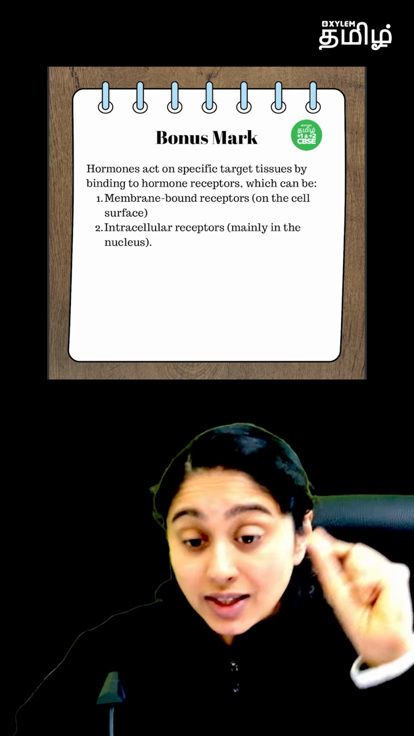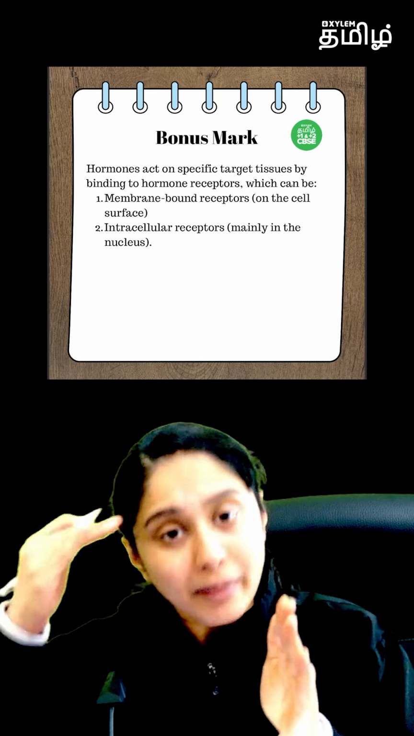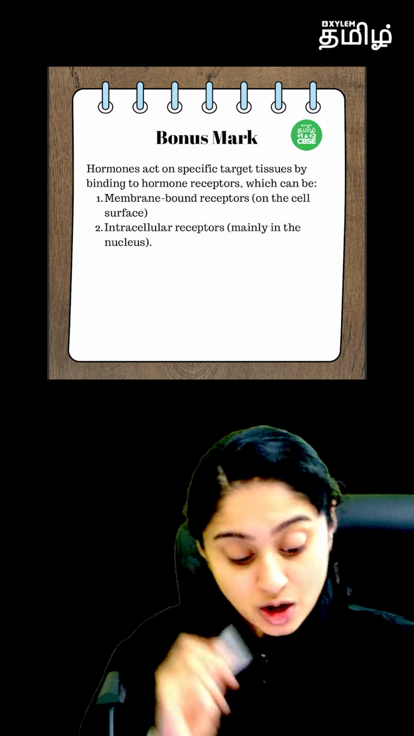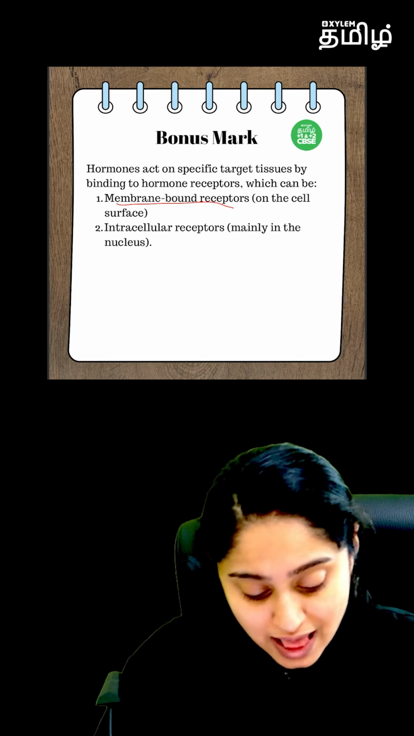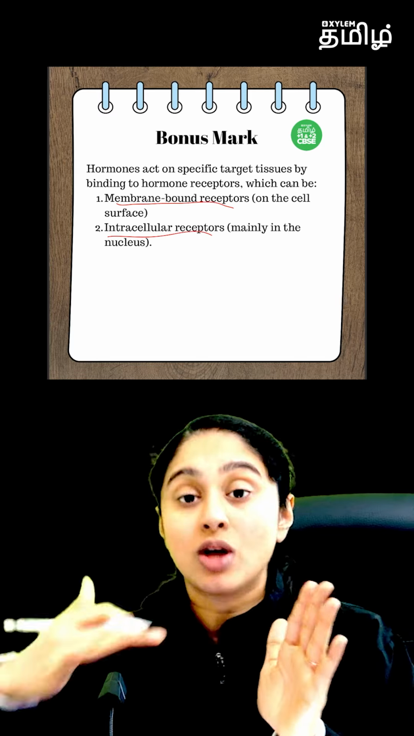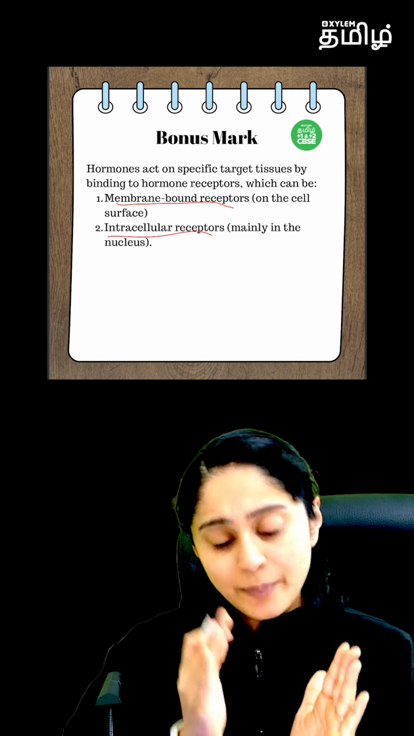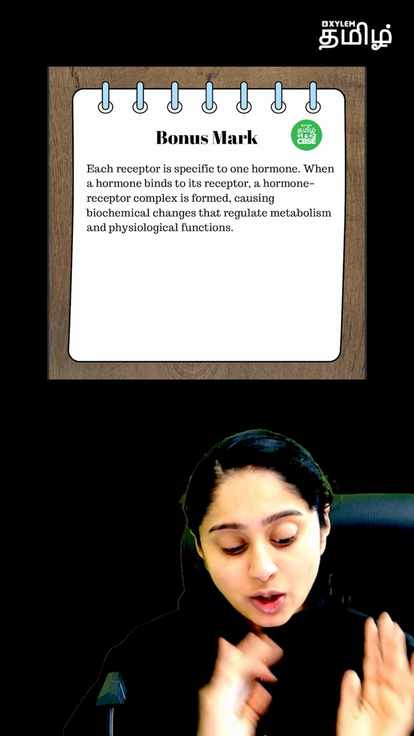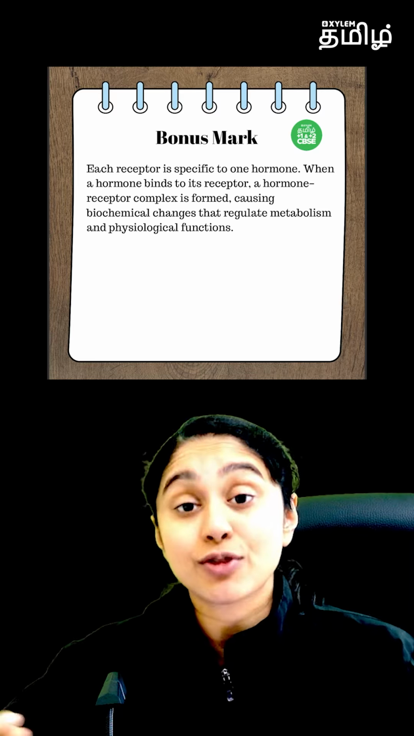They can either target receptors on the membrane or inside the cell. The receptors on the membrane are called membrane bound receptors, and the intracellular receptors are inside the cell, in the cytoplasm or inside the nucleus. Okay, so now here we will talk about certain specific hormones.